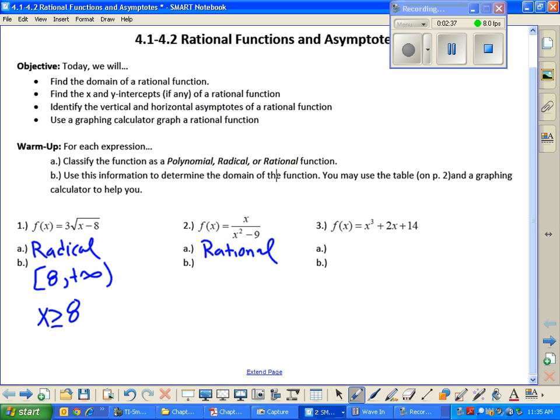The root word for rational is ratio. Ratio is fancy talk for fraction. So it looks like a big fraction, right? Poof, rational. Makes sense? Okay, did you have any luck with the domain? No. Okay, so I'll grab a new person.